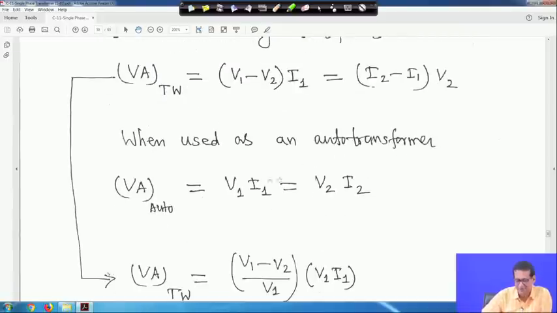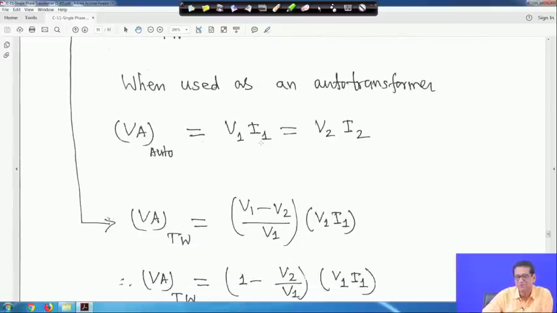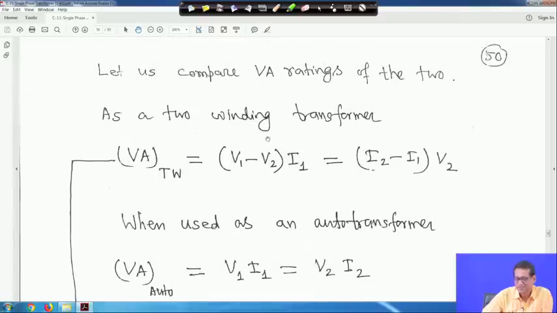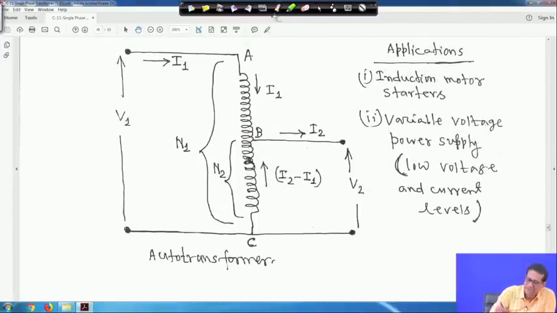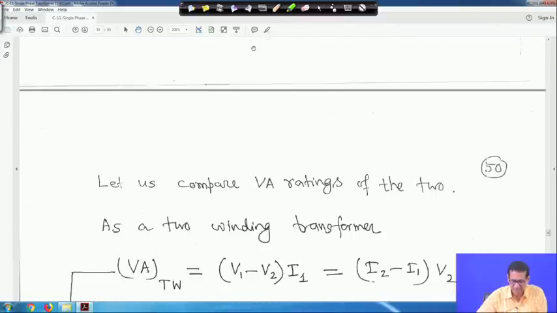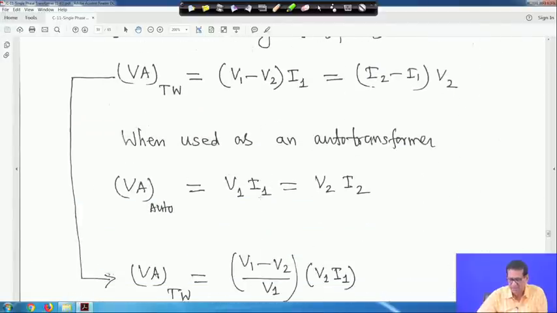When used as an auto transformer, the volt ampere will be V1 into I1, because we are using the same winding. So, for the auto transformer, this is the whole winding, and you think of it as primary and secondary, right. If you take this, the input is V1 and the current is I1, so V1 I1, and the output we are taking is V2 into I2 minus I1, right.